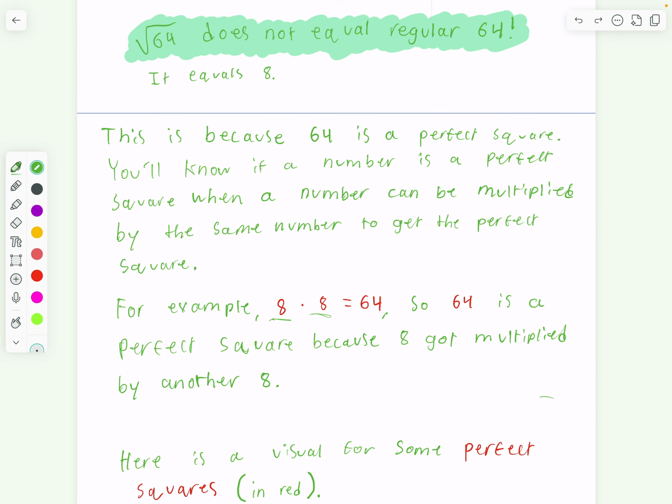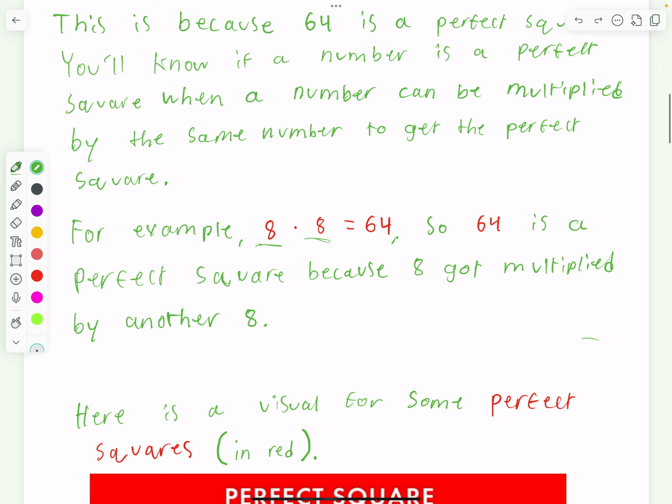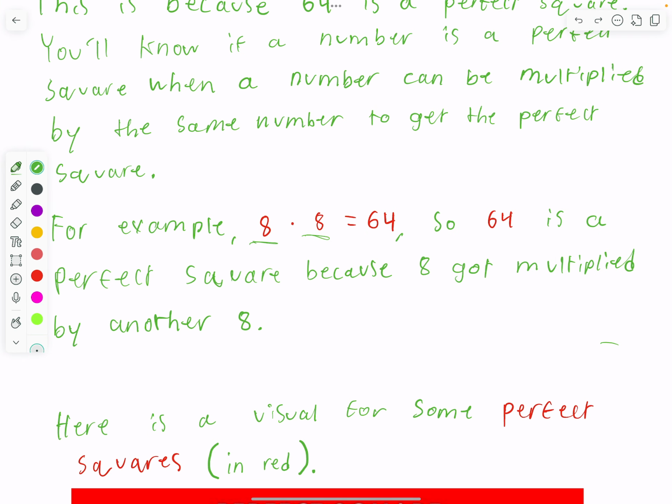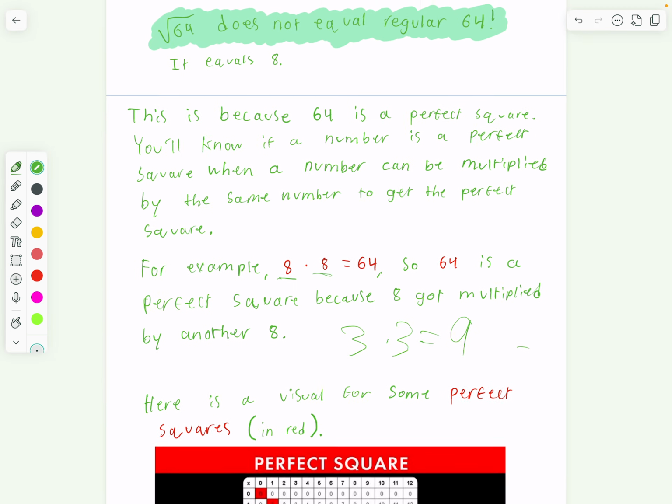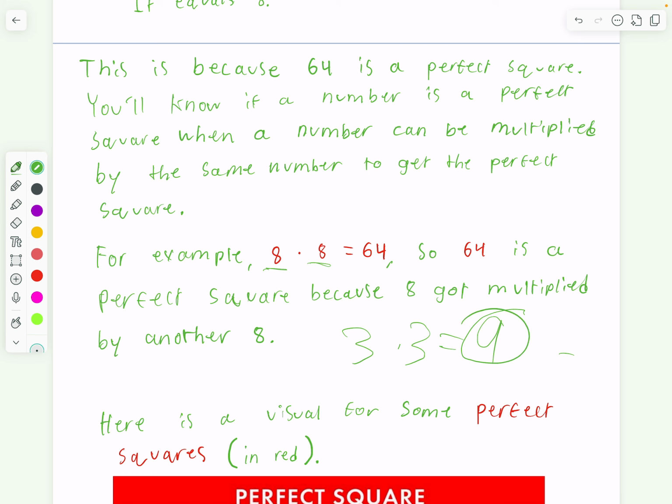You'll know if a number is a perfect square when a number can be multiplied by the same number to get it. So that sounds a little weird, I know, but it's literally just if you're multiplying 8 by another 8, then you're going to get a perfect square number because you multiplied 8 by itself. Same thing can be done with 3. So if you have 3 times 3, you get 9. That's literally the same thing. 9 is your perfect square number there, and you're multiplying 3 by itself.